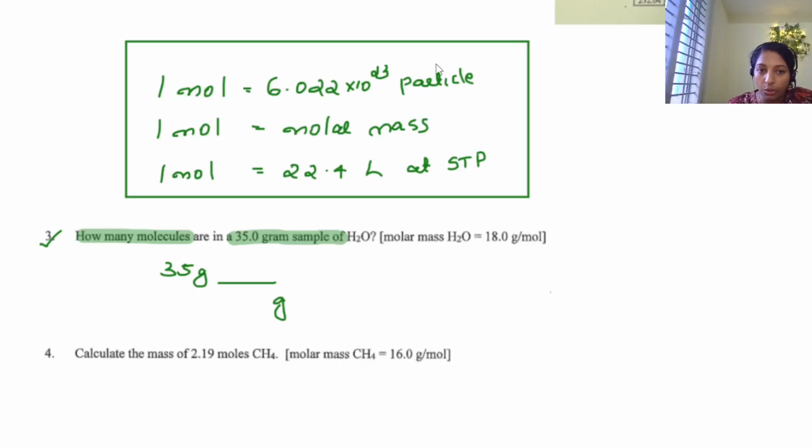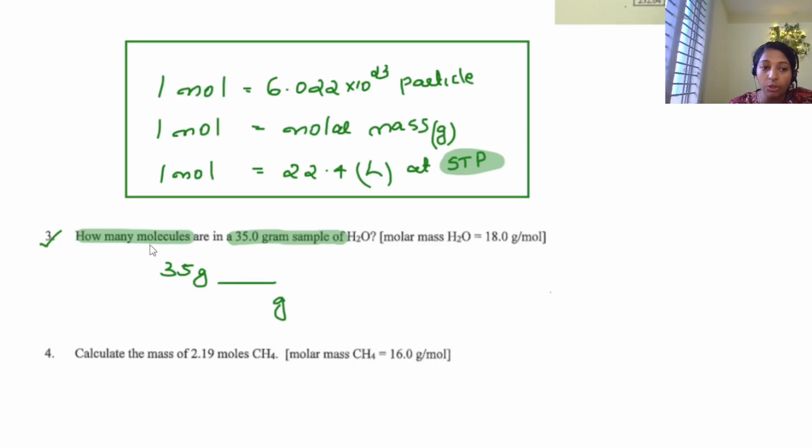First one, whenever you need particles, you can use this relationship. Whenever you need grams, the molar mass, you can use this one. And the third one, whenever you need liter conversion, you can use this one only at STP, standard temperature and pressure. That we will learn in another chapter. Anyway, coming back to the question, what we need is 35 gram.